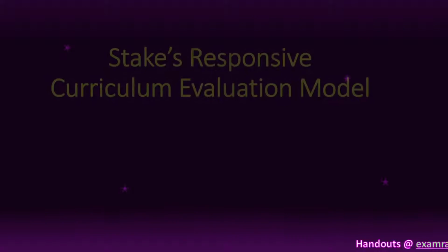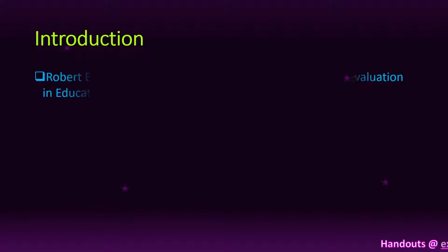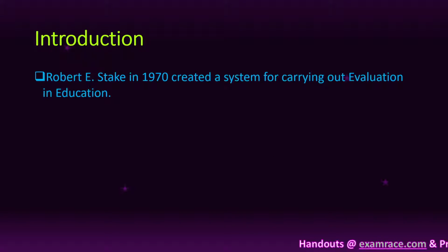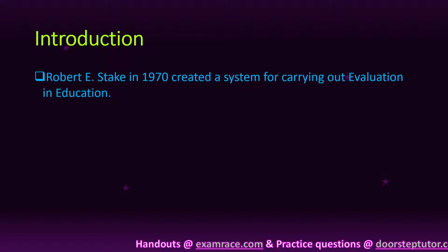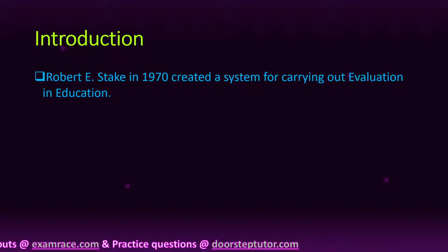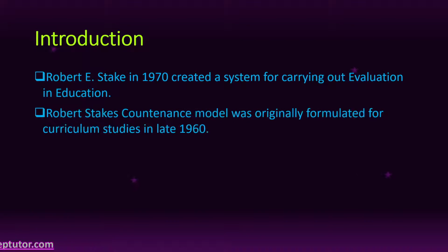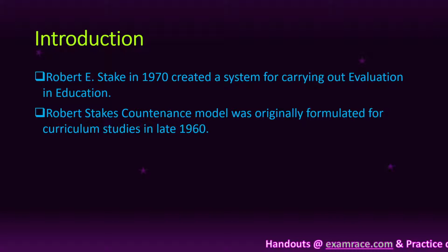Everyone, in this video we will talk about Stake's responsive curriculum evaluation model. Now we see the introduction of this model. Robert E. Stake in 1970 created a system for carrying out evaluation in education. So this model is made for the purpose of what? Evaluation. And this model was developed by Robert E. Stake in 1970. Robert Stake's contingency model was originally formulated for curriculum studies in the late 1960s.